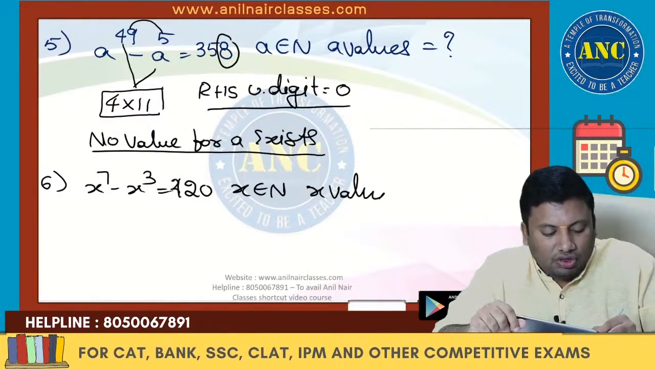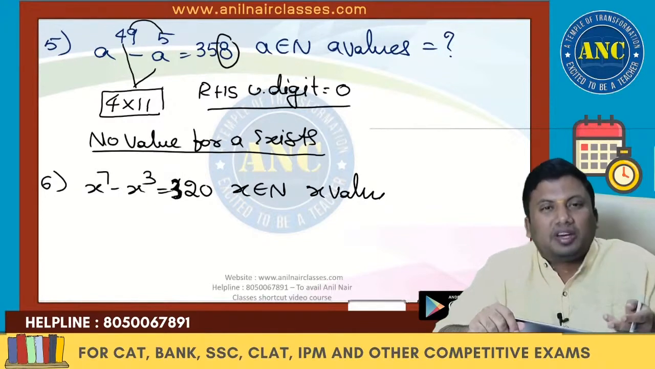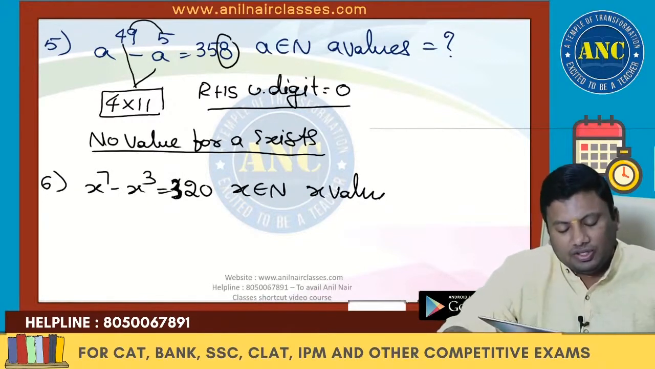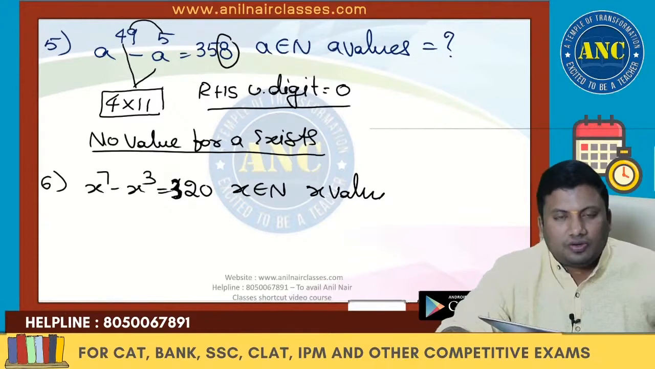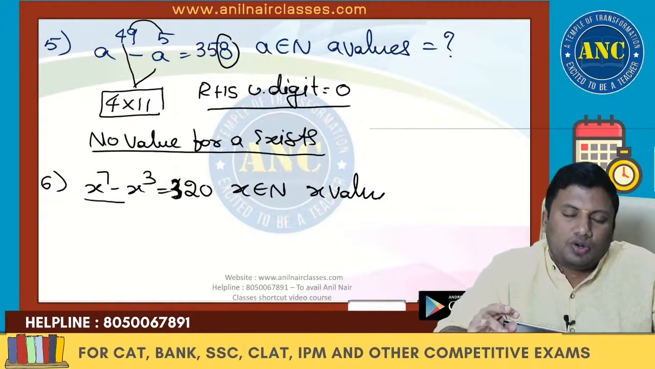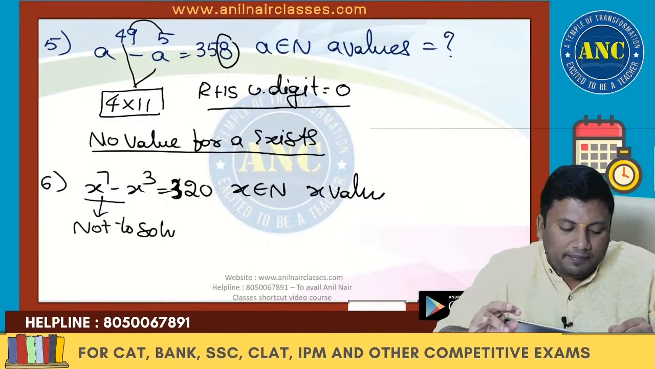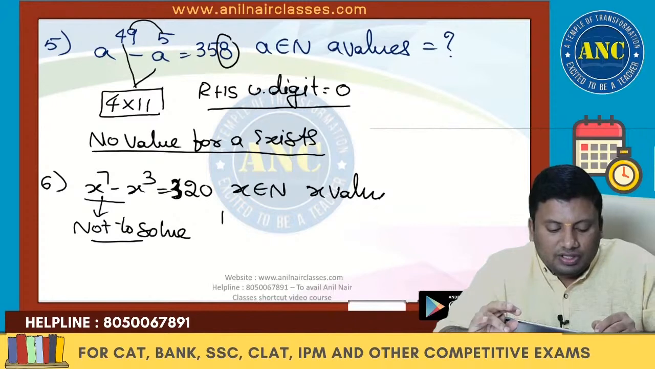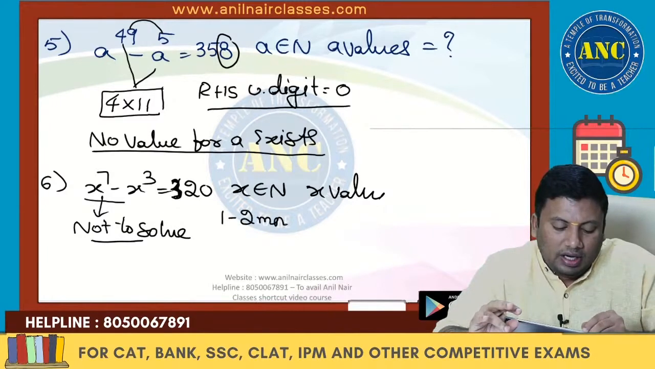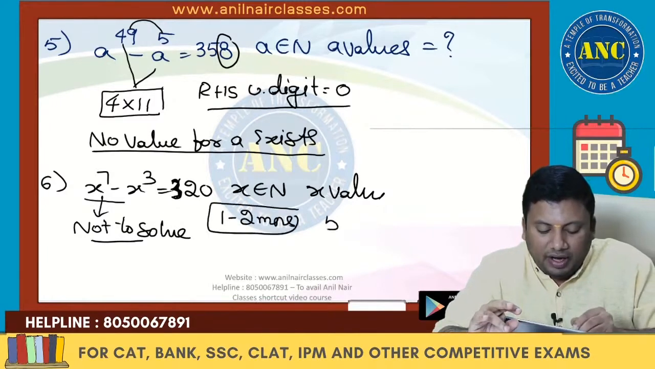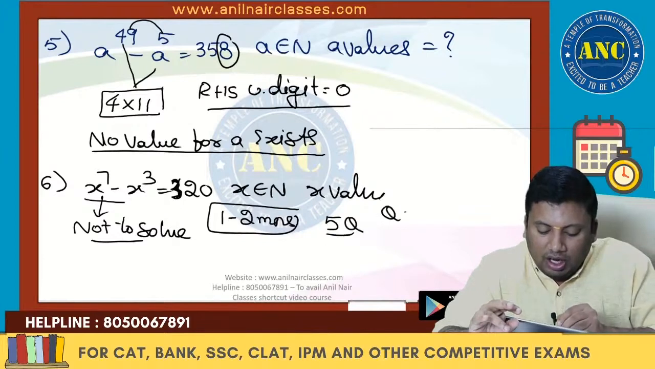Suppose if I take 320. It is directly visible, 2 power 7 minus 2 power 3. It is 320. The best way to solve this question, if it is given in your exam, is not to solve the question, because this question will take 1 or 2 minutes to solve. In 1 or 2 minutes, I can attempt 5 more questions and get all of them right.